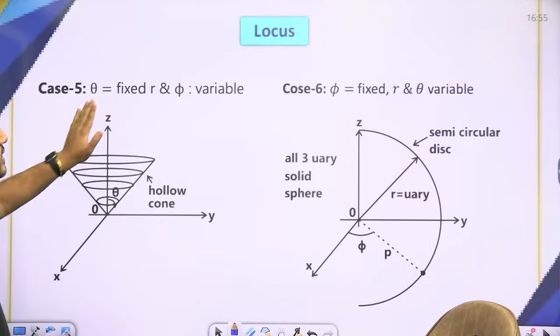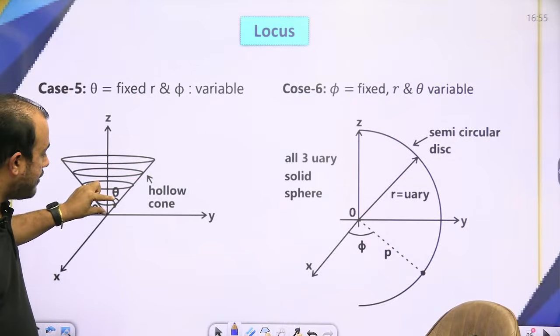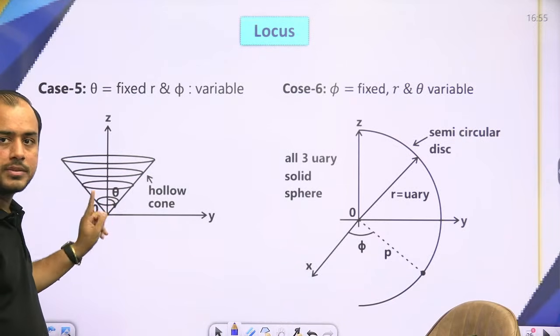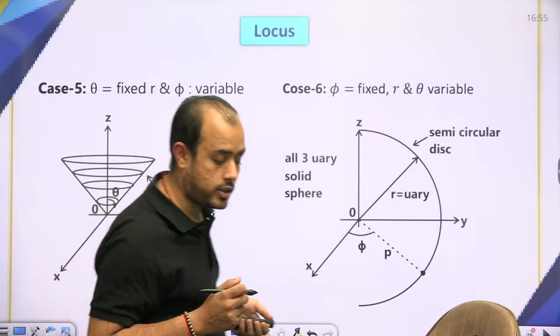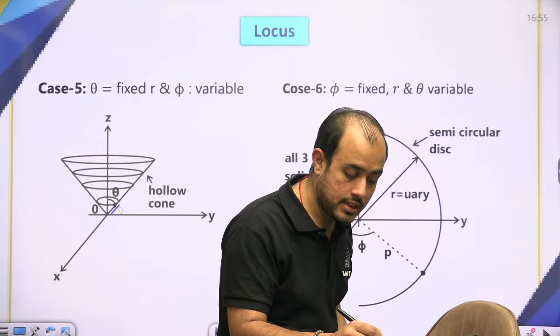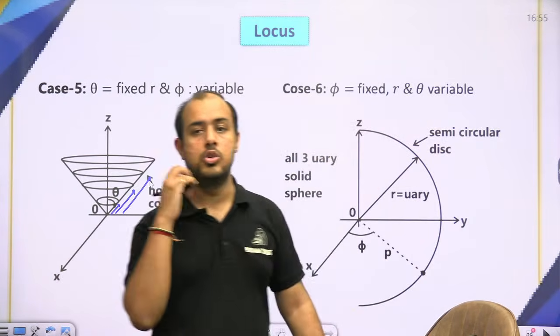If theta is fixed, r and phi are variable. So here r is varying. For every radius, phi will vary from 0 to 2 pi. So I will get a cone. That is a hollow cone.